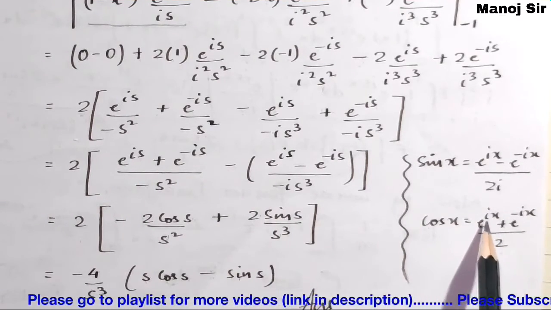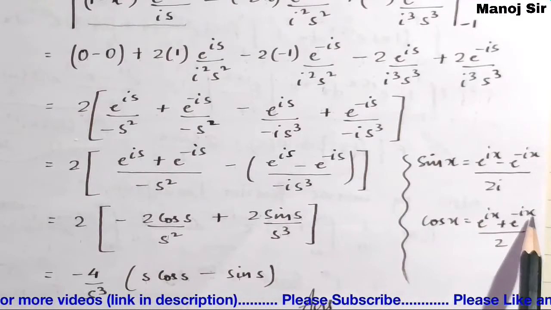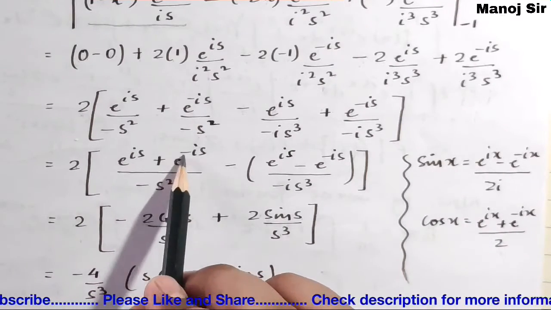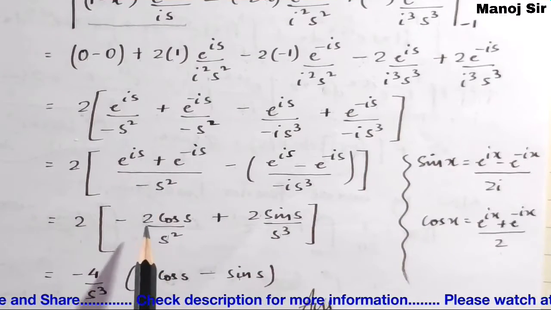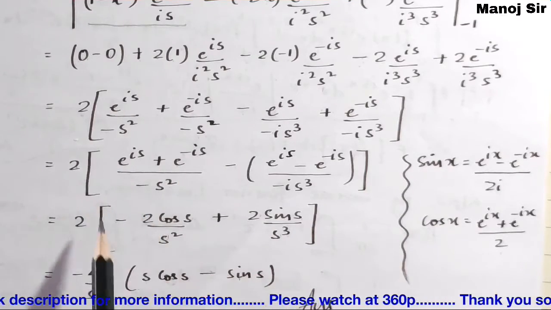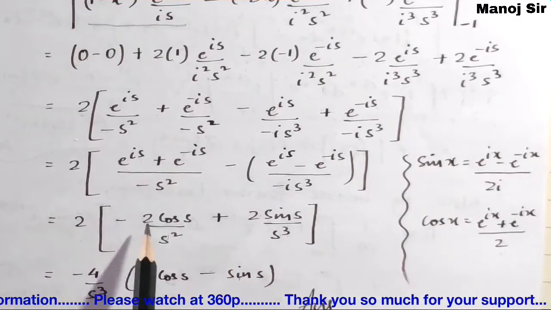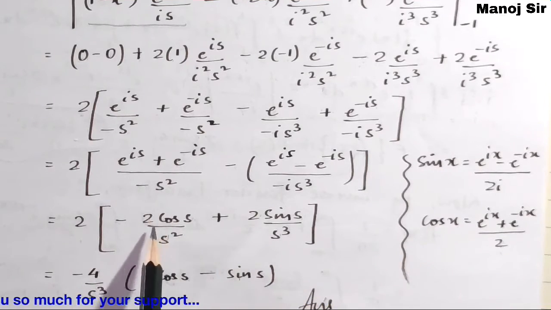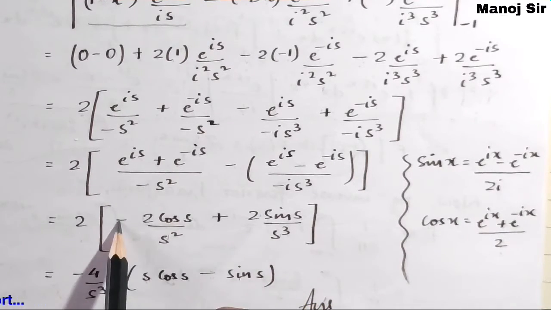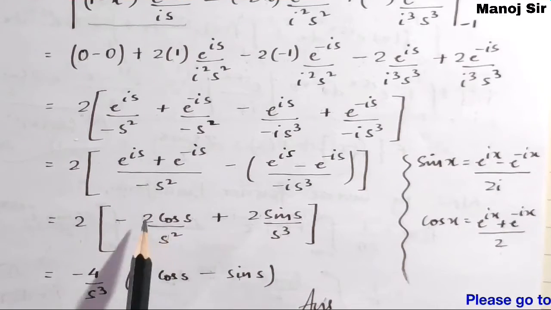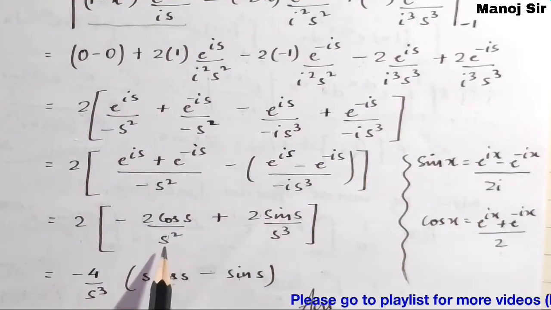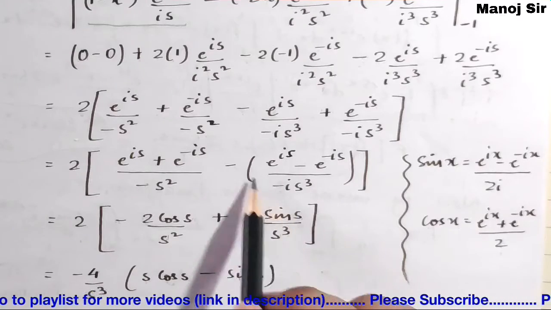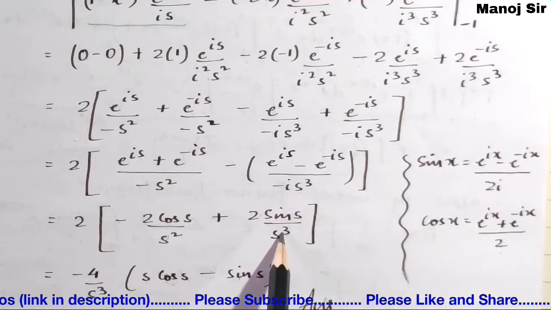So e to the power ix plus e to the power minus ix equals 2 cos x. So e to the power is plus e to the power minus is equals 2 cos s. We have taken this negative here, so this part becomes minus 2 cos s upon s squared. Now coming to this part, negative negative becomes positive, and here we have s cubed.